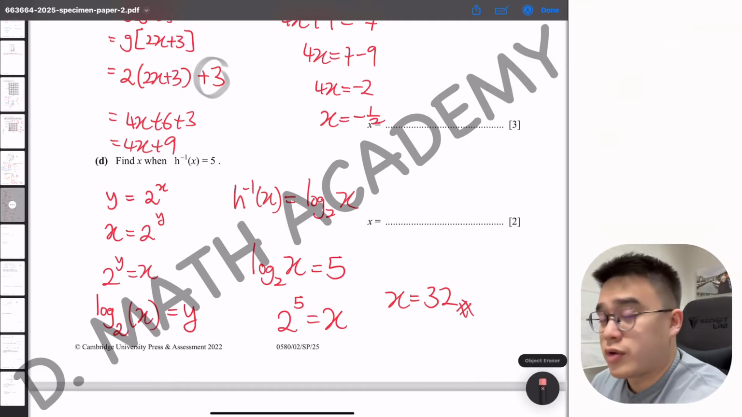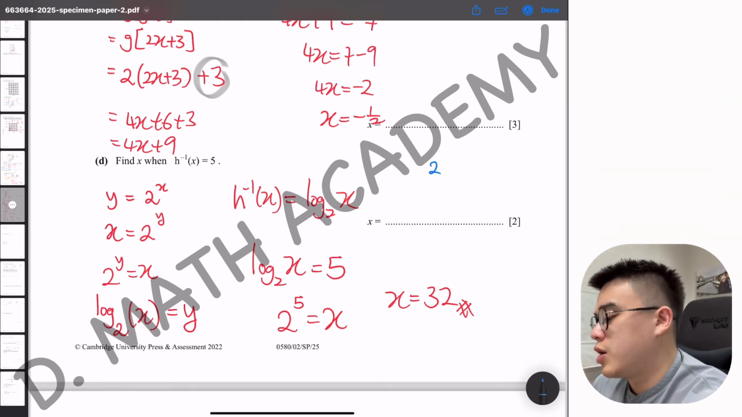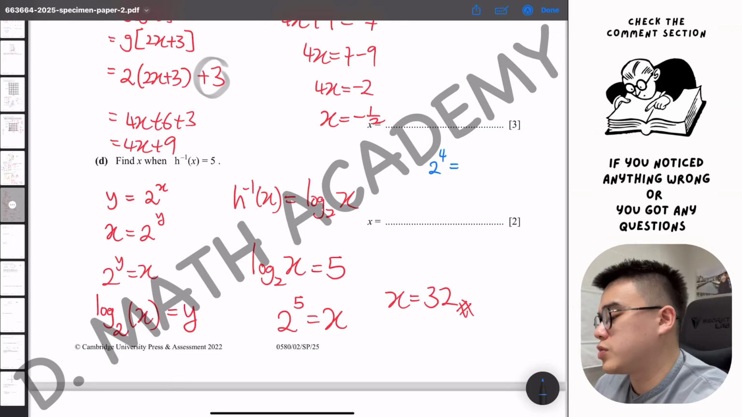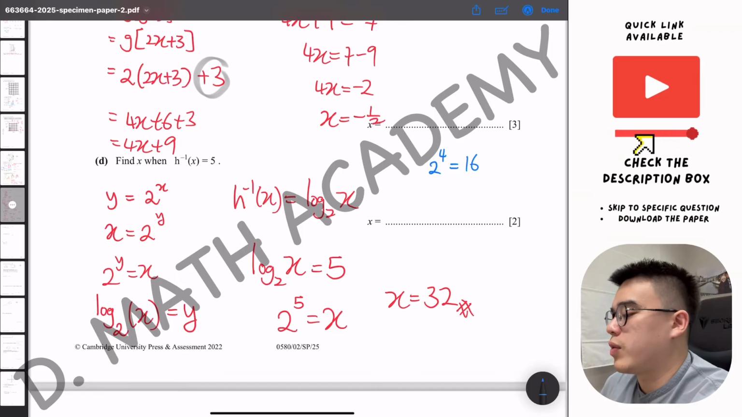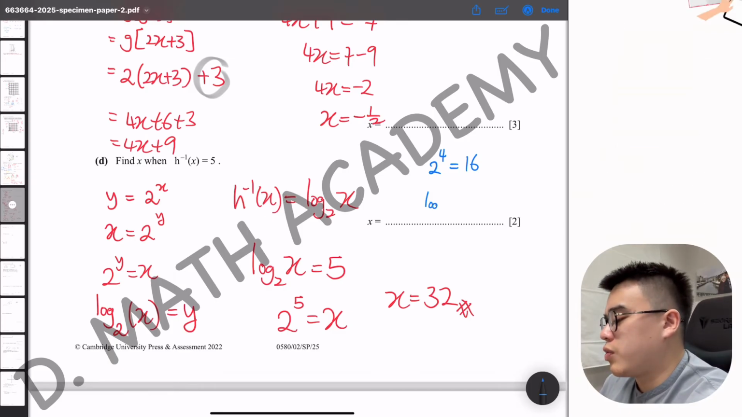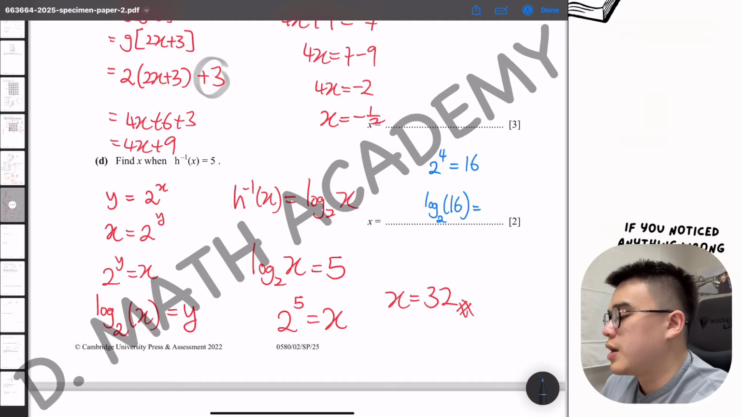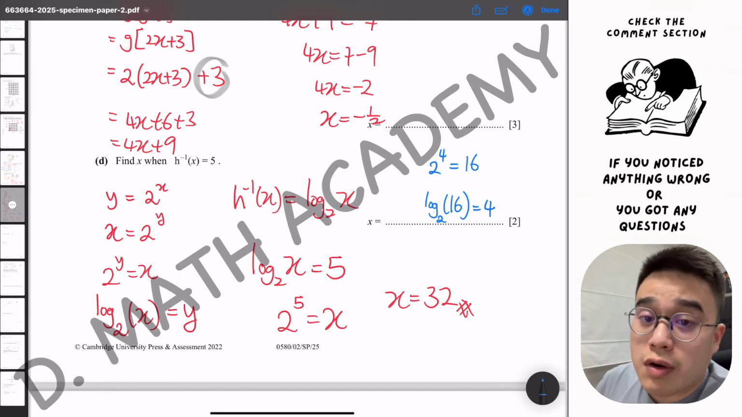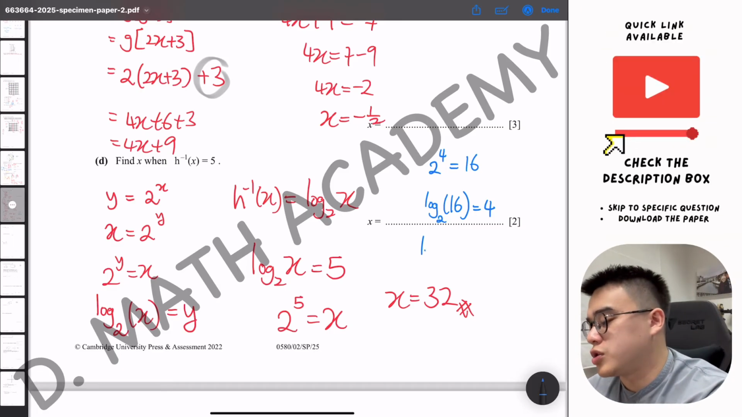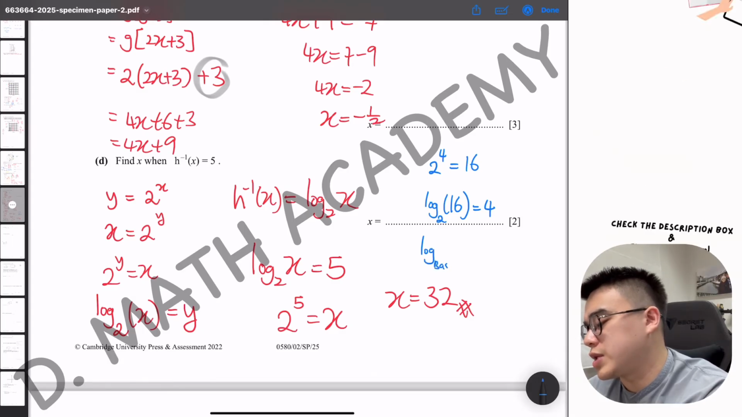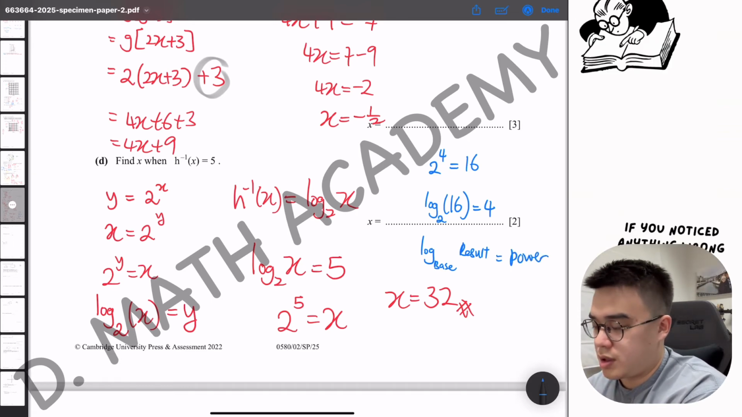For those who don't know how this works, you can look over at this example here where you have 2 to the power of 4 equals to 16. When I change this to log, it will look like this with a base of 2, and we know the final outcome is 16. And when you key this into the calculator, you get 4. So this is how you ensure you put in the correct thing. So base, results, I like to call it power.